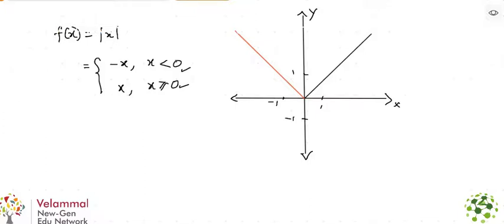Even though the function changes at 0, I can draw the function without shifting my hand. You can see I can draw it like this and I can draw it like this. I need not lift my hand while drawing. So the modulus function is a continuous function. Are you able to understand?